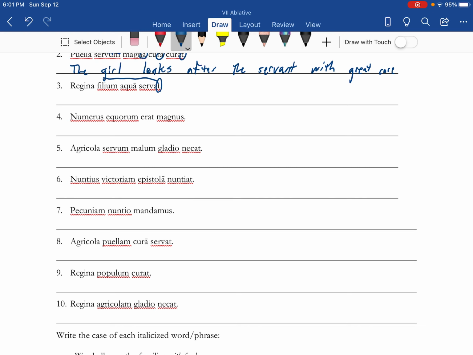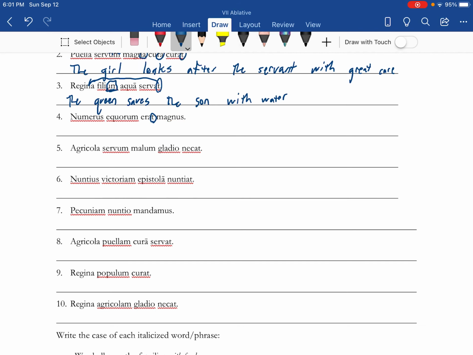"T" is he, she, it, that's the queen. The queen saves. I need something to save. There's my accusative. The son, or her son. Aqua, that long mark is ablative. With water. Alright, now have at the rest of them, 4 through 10. And pause the video so you can do them on your own. And if you're struggling, hit play and I'll go over them with you.